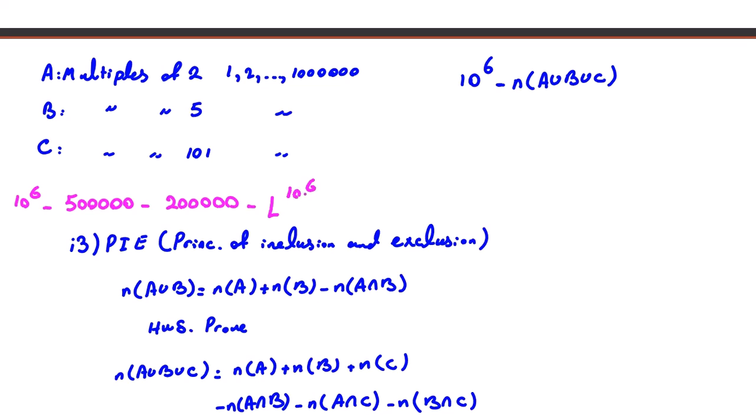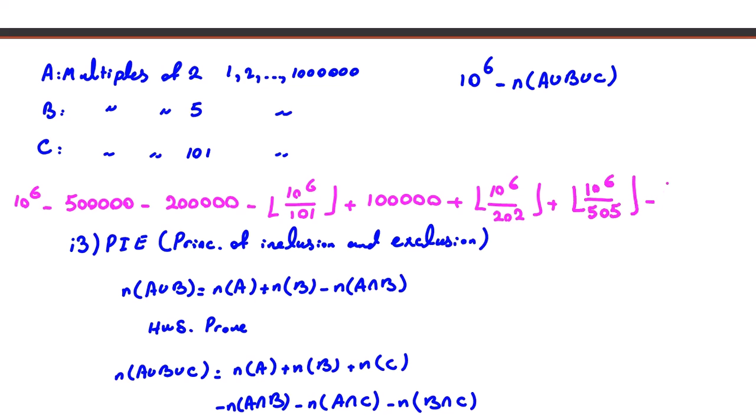Let me write 10 to the 6 over 10, plus A intersect B. 10 to the 6 over 10. 2 times 5 is 10, plus 2 and 101, it will be 10 to the 6 over 202, plus B and C, 10 to the 6 over 505, minus A intersect B intersect C, 10 to the 6 over 1010. Now we should calculate this part. Calculate this first on your own.